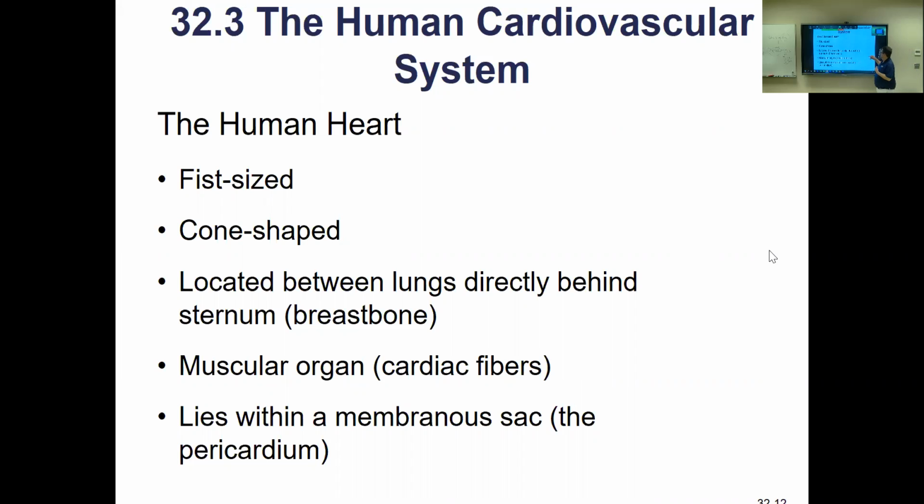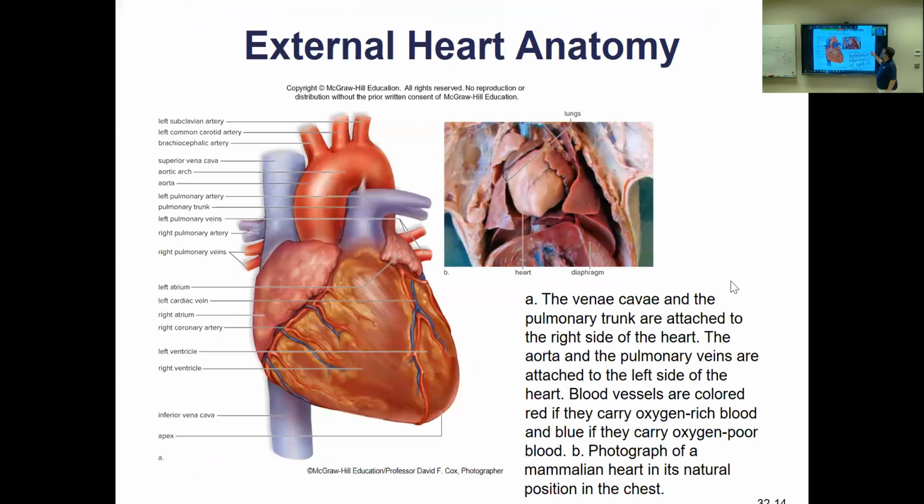Okay, and we know where it's located, right in the thoracic cavity there. Here's what the human heart looks like. Now, right off the bat, I want to show you something that really blew my mind.